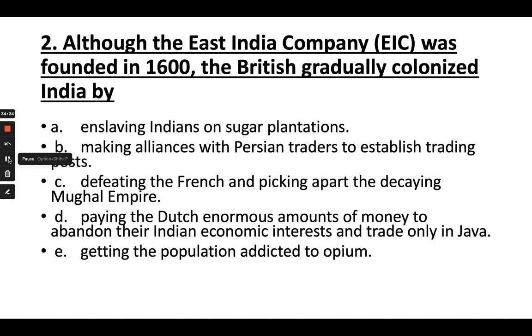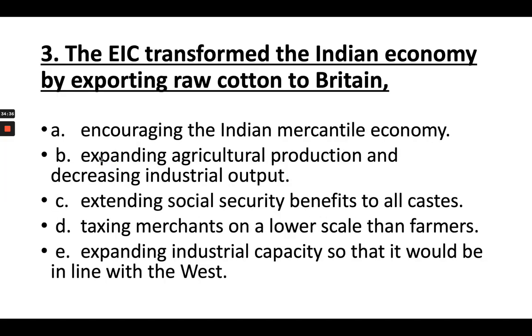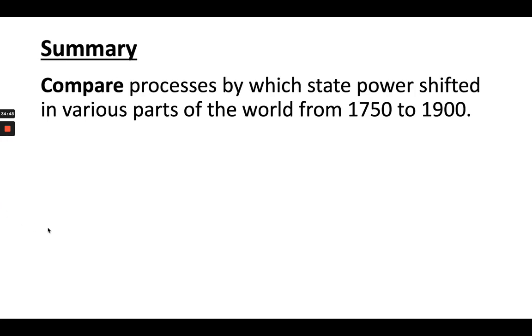The British East India Company transformed the Indian economy by exporting raw cotton to Britain. So, please compare the processes by which state power shifted in India between 1750 and 1900.